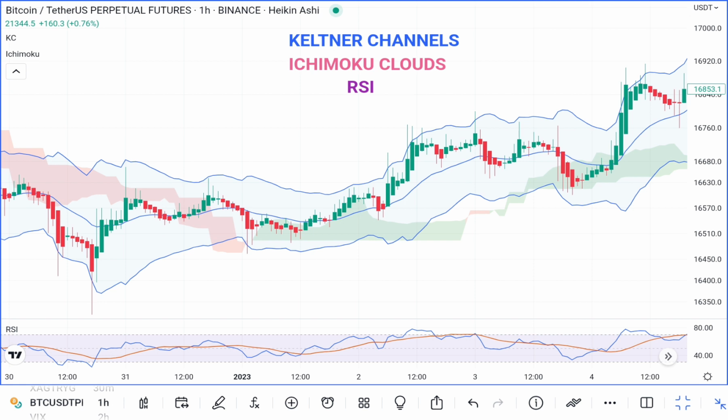Now I will tell you about the strategy that ChatGPT organized and wrote the trade rules for one by one, and I made it more effective. We will use Keltner channels, Ichimoku clouds and the RSI indicator along with Heikin Ashi candles in our strategy.